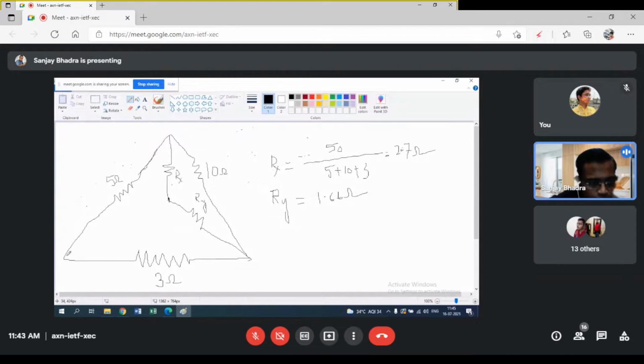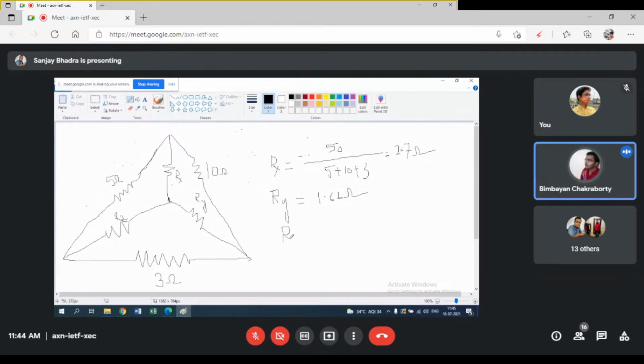What would be the value of the last one? I was talking about superimposing yesterday. This is what I am trying to say. So it is my Rz. What would be the value of Rz? 0.833.